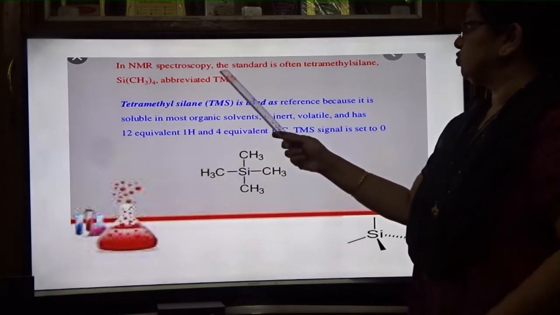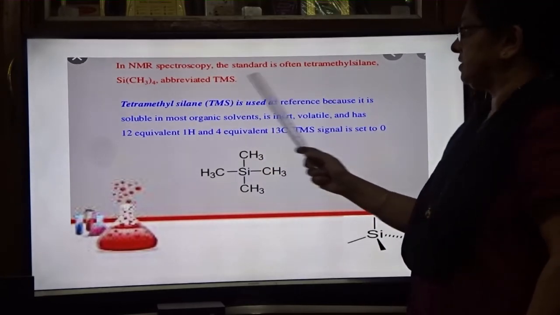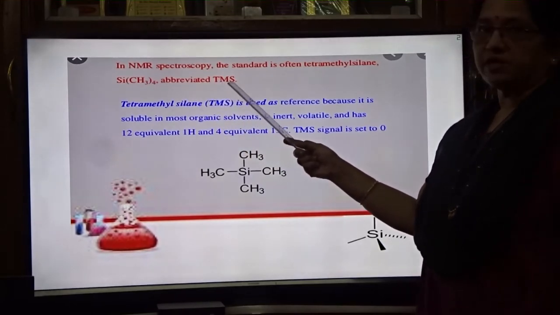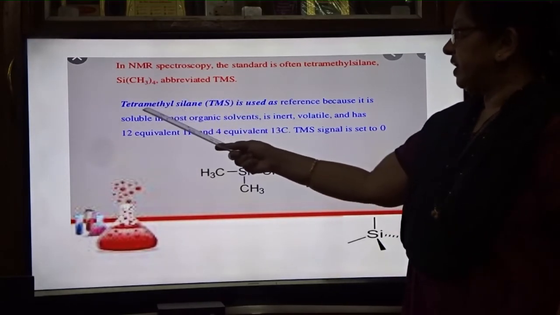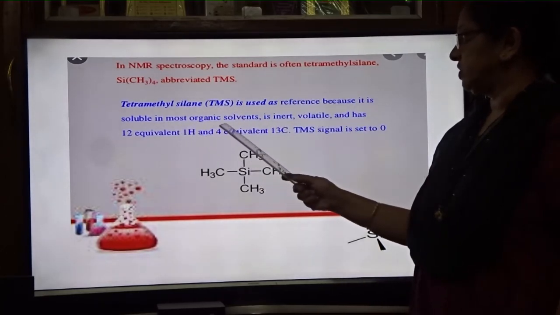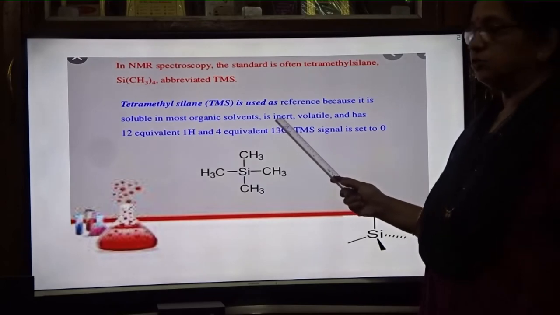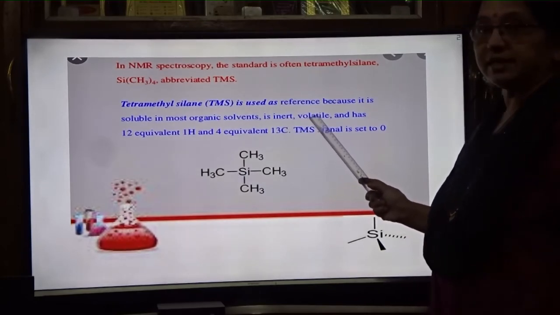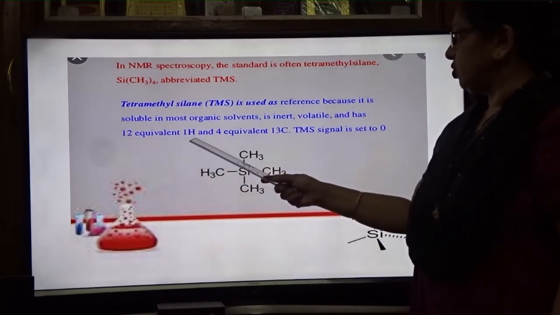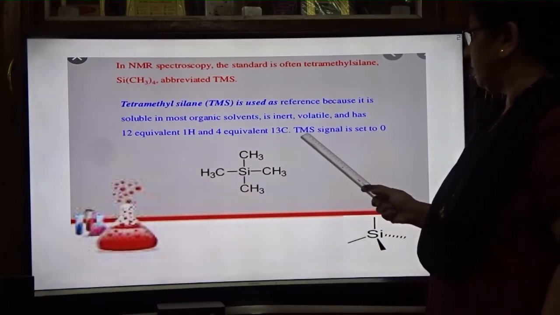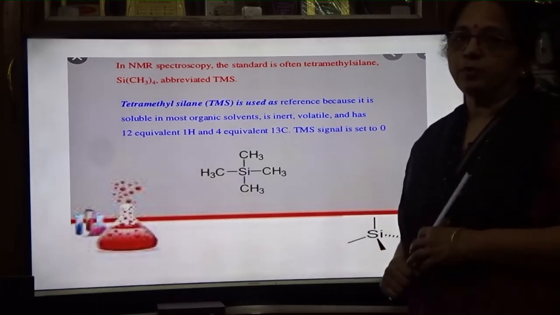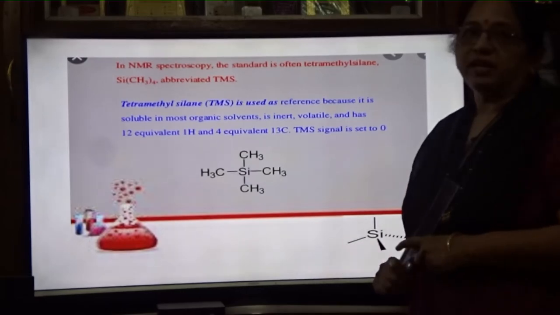In NMR spectroscopy, the standard is often tetramethyl silane: silicon with CH3 taken 4 times, abbreviated as TMS. We call it TMS. Tetramethyl silane is used as a reference because it is soluble in most organic solvents. It is inert, that means it is not reactive, and volatile, meaning it is easily removed, and has 12 equivalent protons and 4 equivalent 13C carbons. The TMS signal is set to 0. So TMS is at 0 ppm, where we get the signal of TMS.